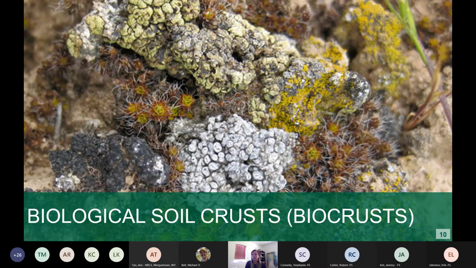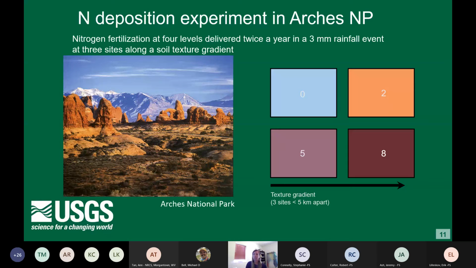So when I started here in 2019, I was really lucky to come into a long-term nitrogen deposition experiment at Arches National Park that Sasha Reed set up and maintains. This experiment started in 2011, and it's been going ever since. We have 3 sites that are along a texture gradient in the Salt Valley in the park.